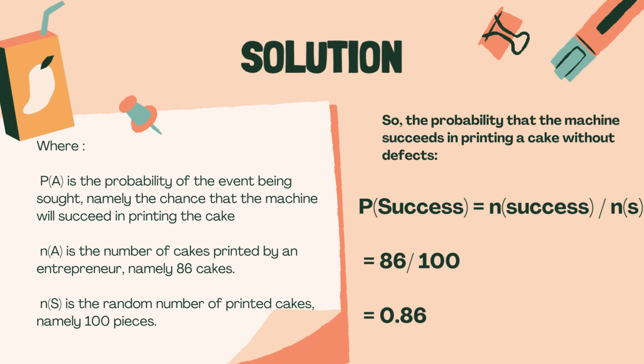So the probability that the machine succeeds in printing a cake without defects, then just enter according to the formula: P(success) equals n(success) over n(S) equals 89 over 100 equals 0.89.